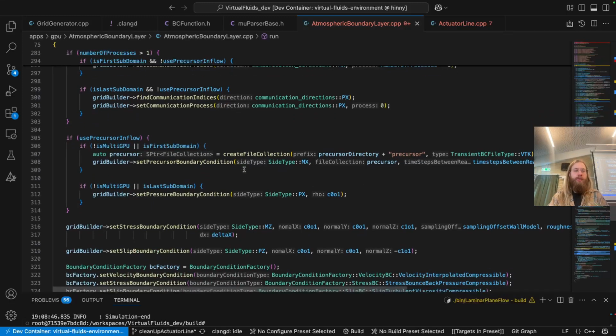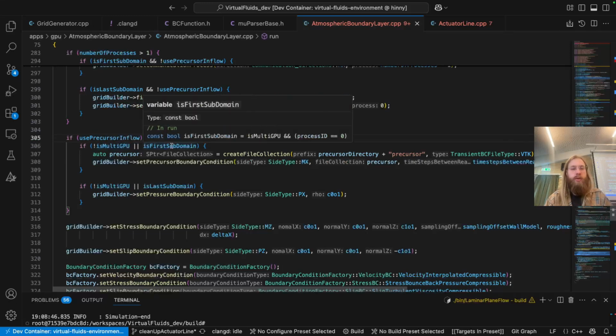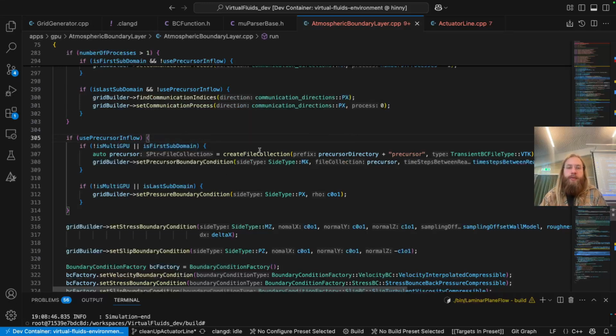Okay, so here we come finally to the precursor. If we want to use the precursor inflow, and this is either not multi-GPU or it's the first subdomain, so this is the subdomain where we're going to set the inflow, we have to first create the so-called file collection. This is kind of a wrapper object for all the precursor files on the disk, and it's going to handle all the disk communication. So we have to set a directory and then the prefix of the precursor.